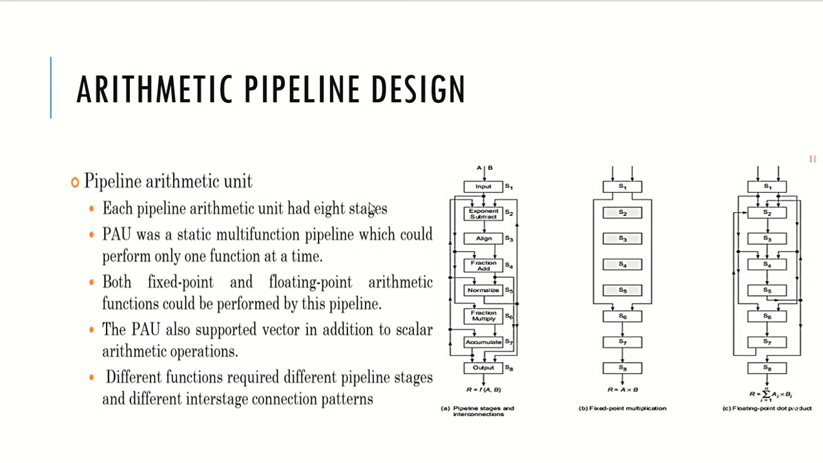It is part of the static multifunction pipeline, and since it is static, it can perform only one function at a given time. You can perform both fixed point and floating point arithmetic using the same pipeline, but as I said, one function at a given time. The PAU, or pipeline arithmetic unit, will support vector in addition to scalar instructions. Different functions require different pipeline stages and different interstage connection patterns, thus leading to a delay in the proposed unit. So this is all about the arithmetic pipeline unit.